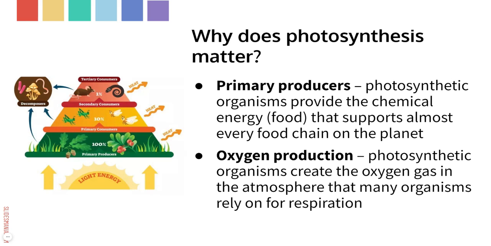And then the other big thing is that we said that the process of photosynthesis creates oxygen gas as a byproduct. And all of the oxygen that's in our atmosphere that we need to breathe came from plants. So before plants evolved, there wasn't oxygen in the atmosphere. So we can thank photosynthetic organisms for the air that we breathe, and that we and a lot of other organisms rely on for respiration. So these are just two of the reasons that photosynthesis is really, really important. And we'll talk more about this in class later.